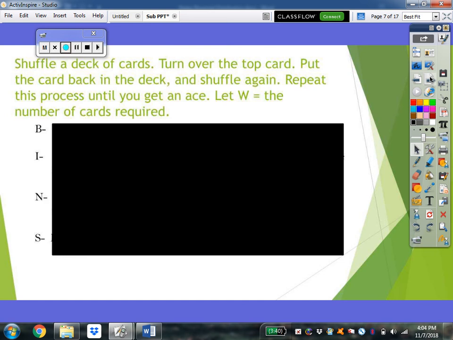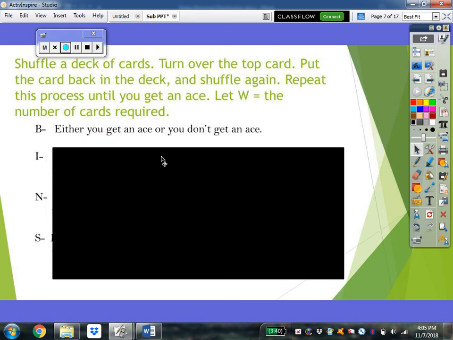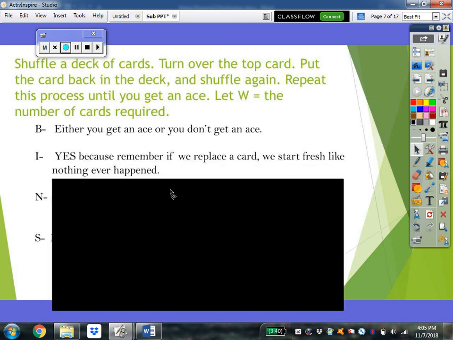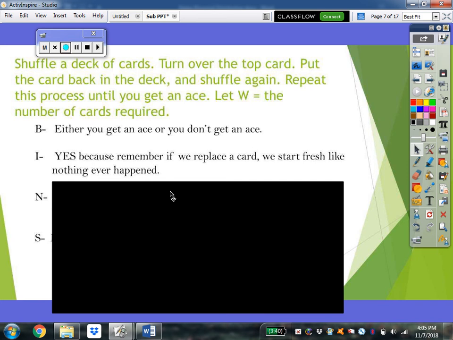Let's take a look at one more. Say we shuffle a deck of cards. We turn over the top card, we put the card back into the deck, and then shuffle again. We want to repeat this process until you get an ace. Let W equal the number of cards required. So we start with B. Either you get an ace or you don't get an ace. If you don't get an ace, you keep going until you get one. Independence. Yes, because when you replace a card, it's like you start fresh like nothing ever happened. So that's obviously independent.